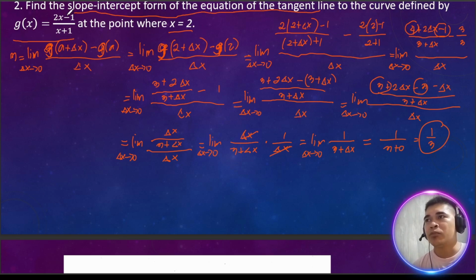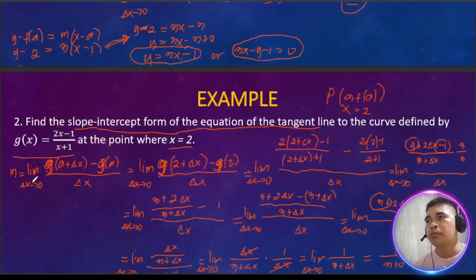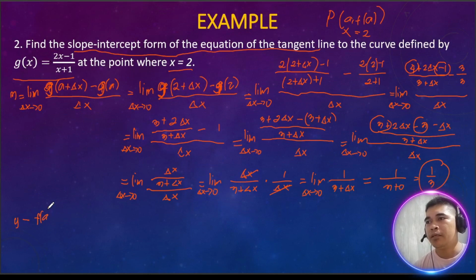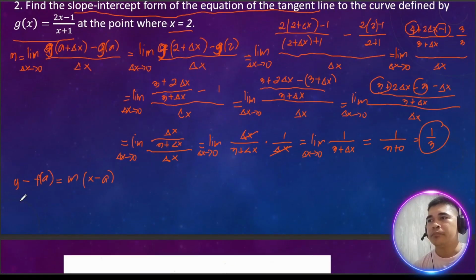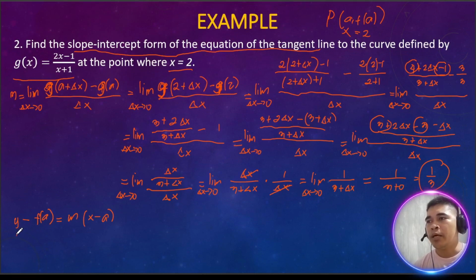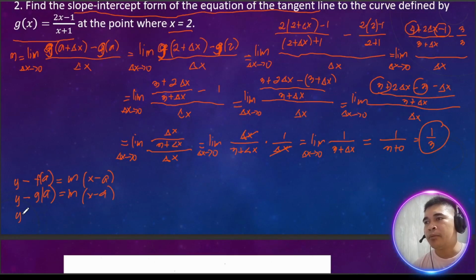Since our target is to find the slope-intercept form, we have y minus f of a equals m times x minus a. Okay? So we have y. And what is our f of a? How are we going to get the f of a? Take note, instead of f of a, we have g of a rather, to jive with g of x. So y minus g of a.